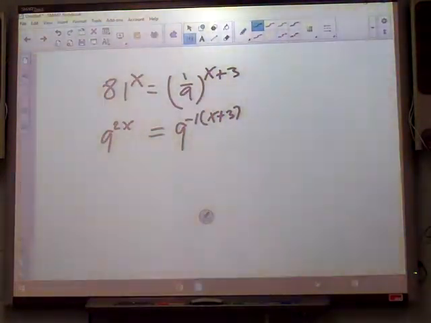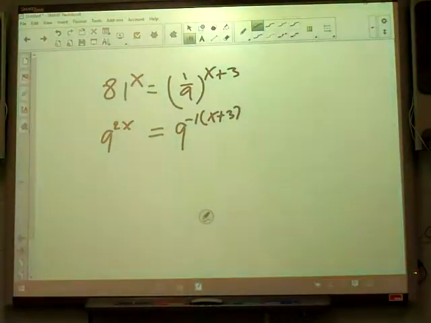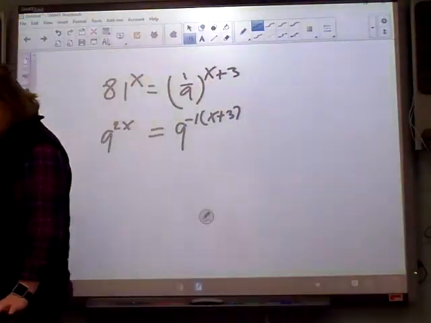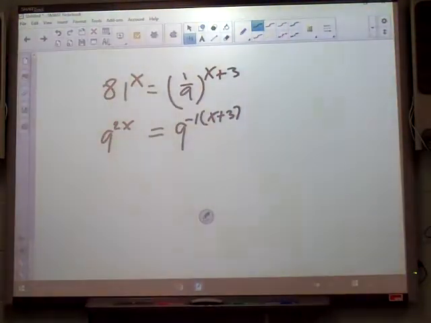You've got the bases set equal to each other, so that means the exponents have to be equal to each other. Finish it like we did the last one. Well, this is a fairly easy one. We're going to have to do log ones, but it's still pretty easy.